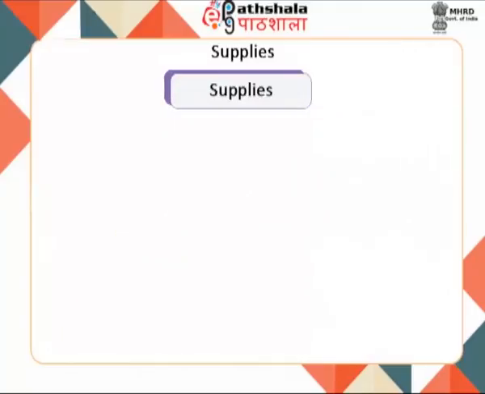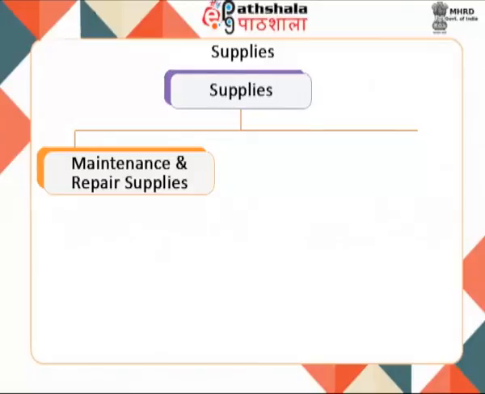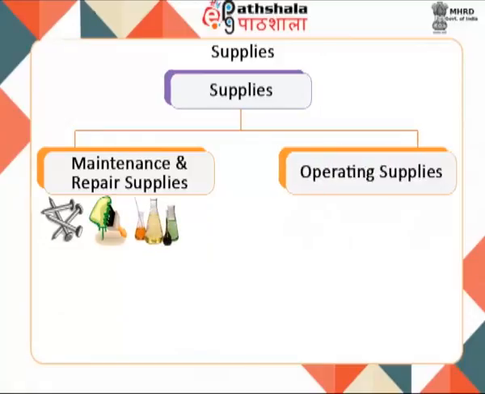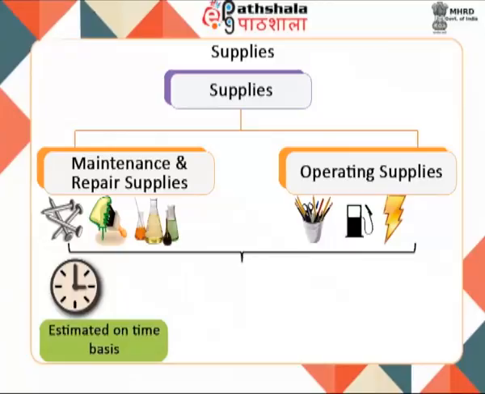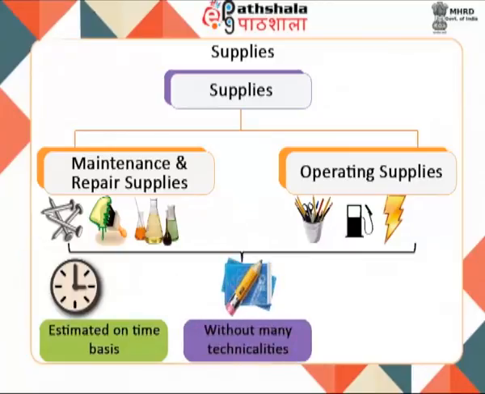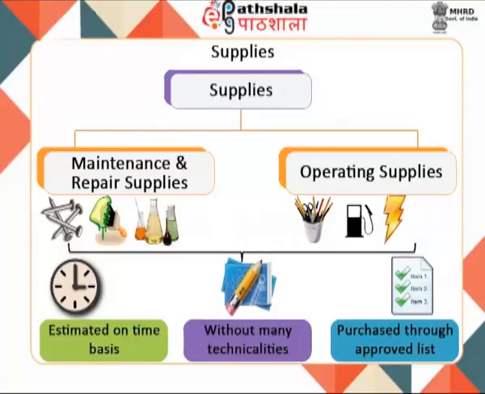Supplies. The supplies include maintenance and repair supplies such as housekeeping materials, nails, paints, varnishes, chemicals, etc., and operating supplies such as petrol, electricity, lubricants, stationery, oil, paper, rims, etc. The consumption of these goods can be estimated fairly on a time basis without many technicalities, and thus these are purchased as straight rebuy through an approved list of vendors.